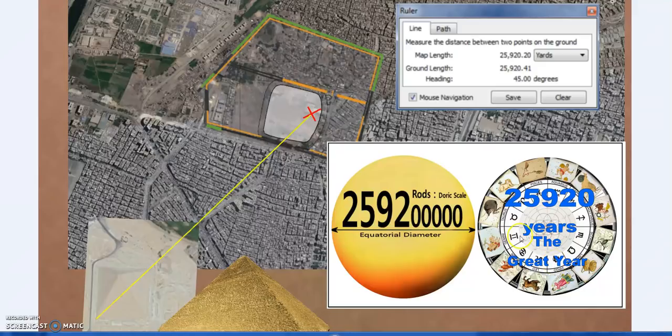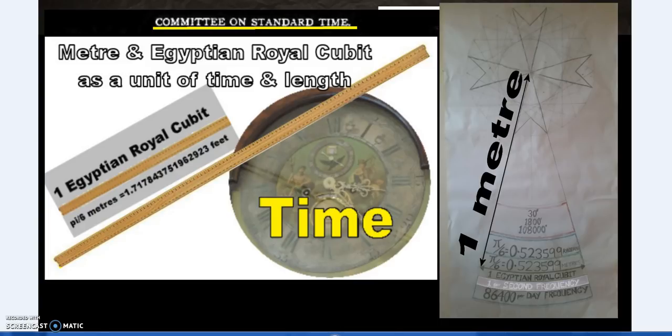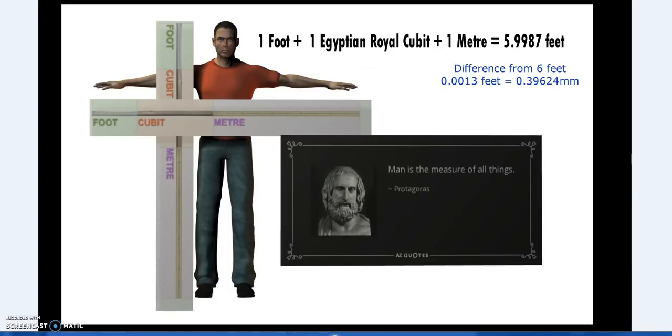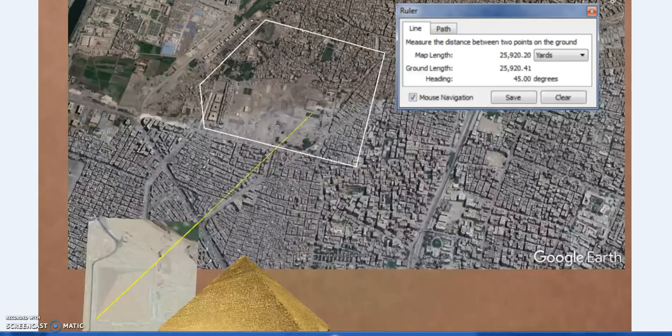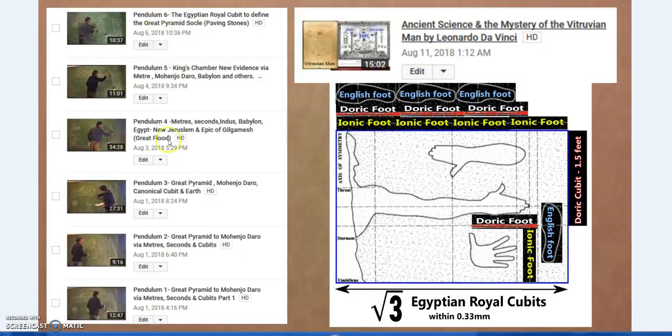There you go. Now, it's also nice that the sun converts in the Doric scale, which is the male, the sun, male, in the Greek traditions, or the Doric, converts to 2,592,000. And time, the cubit, the meter, measurements based on man, all blending together. I'll put the link, because especially in this pendulum series, I go through that. It describes even the height of the socle, how the Mohenjo-Daro unit connects to that.